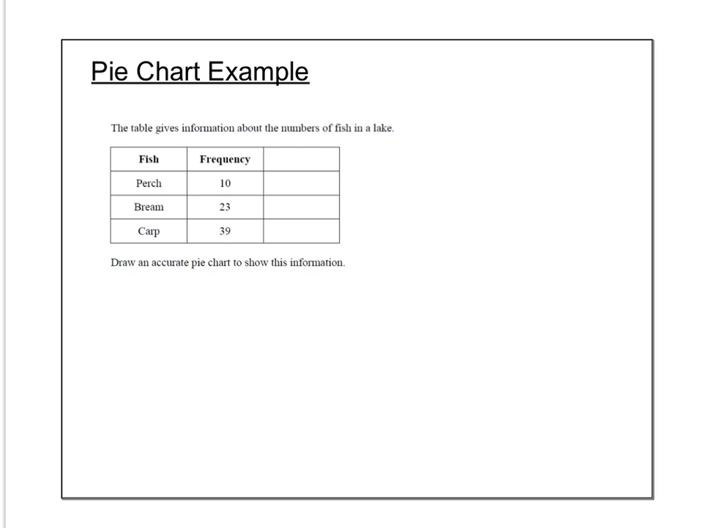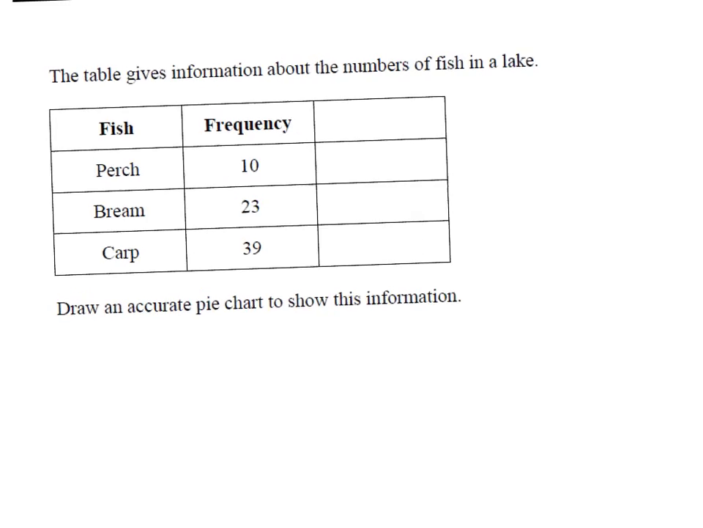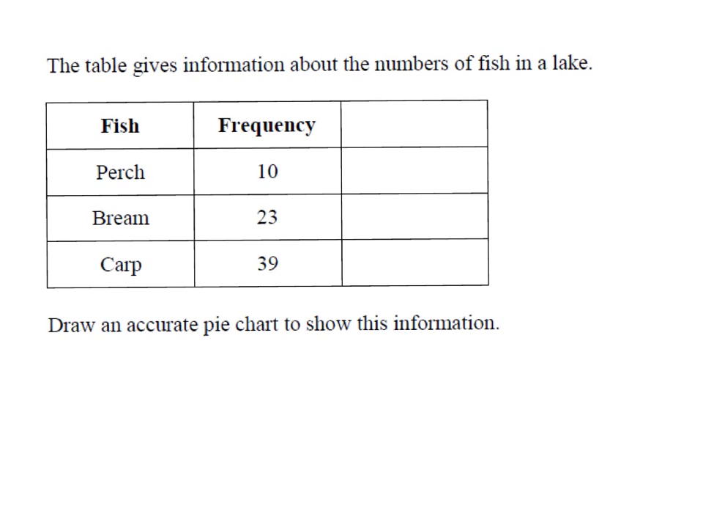The first thing I would do is count how many fish our pie chart is going to represent. So 10 plus the 23 plus the 39. Okay, and you'll be able to see that that adds up to 72. Okay, now the next step is the key thing.